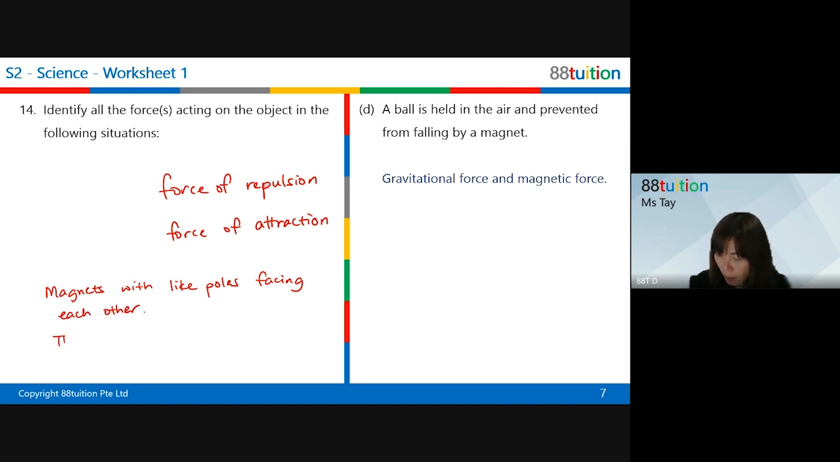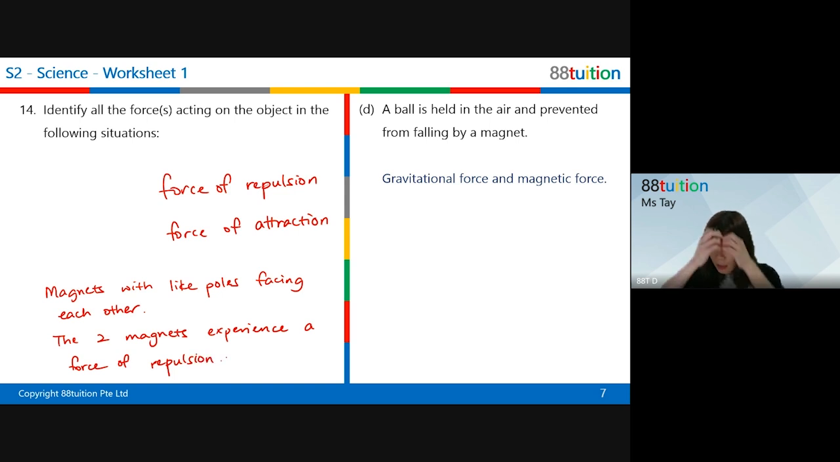All right, you have to say the two magnets. Don't just say the two magnets repel. Not intelligent enough. You are already in Sec 2. You are going to write down the two magnets experience a force of repulsion. So similarly, if you have magnets with unlike poles facing each other, you're going to say the two magnets experience a force of attraction. Don't say, oh, the two magnets attract. Not professional, not intelligent enough. Can? Let's all practice this.